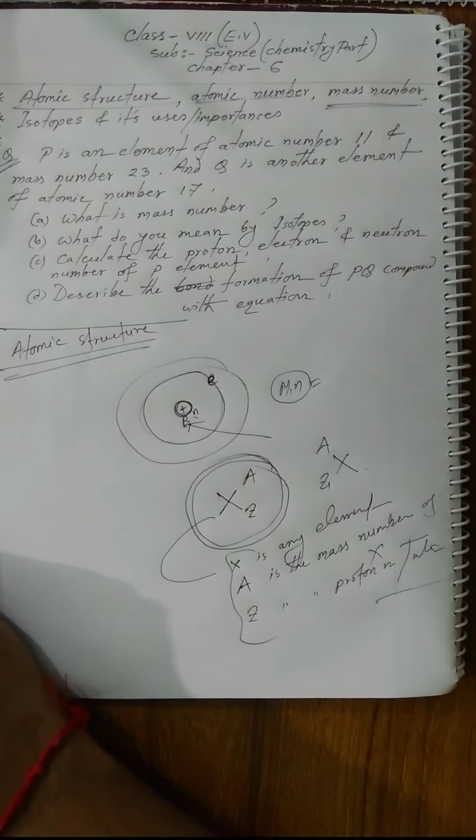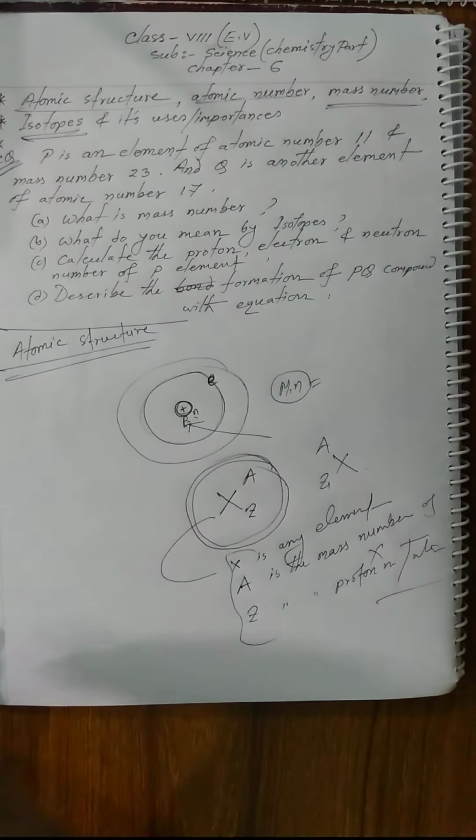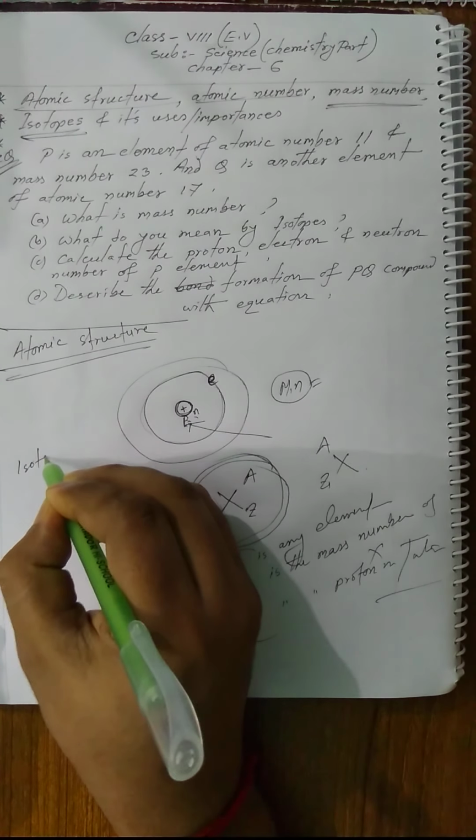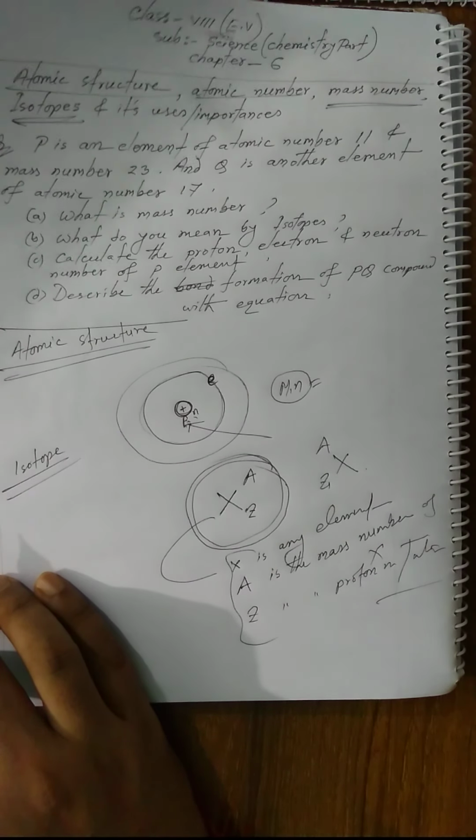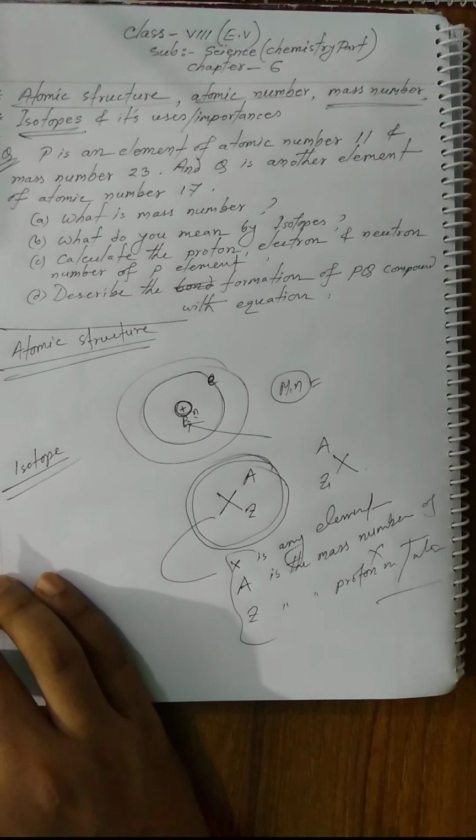Now isotopes. Next term, isotope. The atoms of an element that have the same atomic number or proton number but different mass number are known as isotopes.